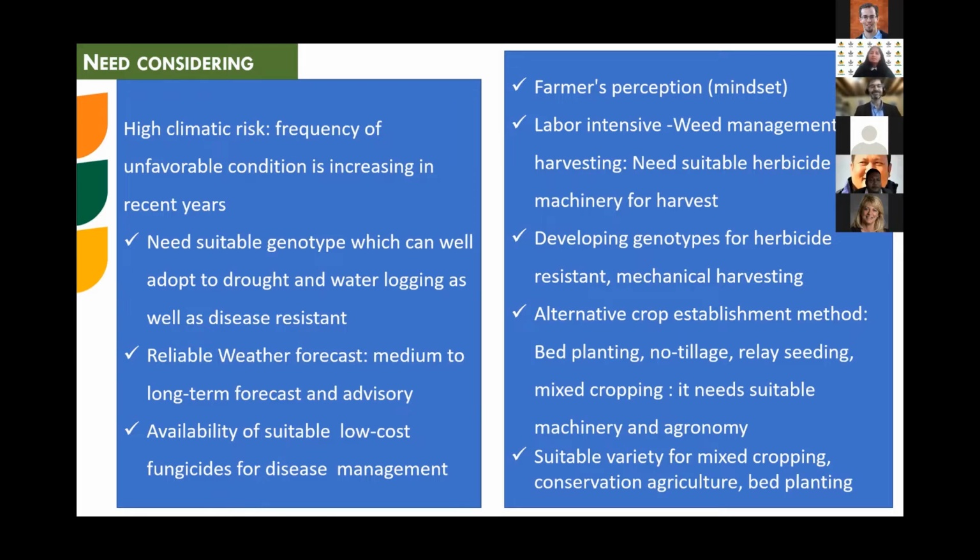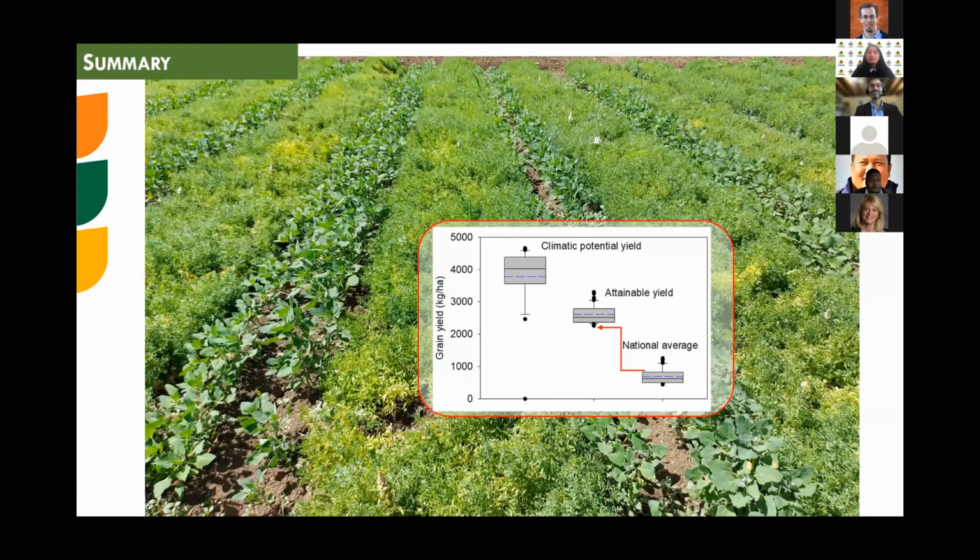And again, this is my summary slide. I quickly ran the simulation to see the climatic yield potential for lentil, and it was around 4 ton. And this is attainable yield. It means the best condition we can attain is at least almost 3 ton per hectare, but we are now at 1.2 ton per hectare. That is now our all-sectors challenge: to reach from 1.2 to at least 3 ton or 2.5 ton yield, which is attainable from all sectors.